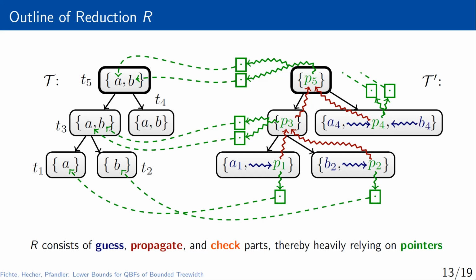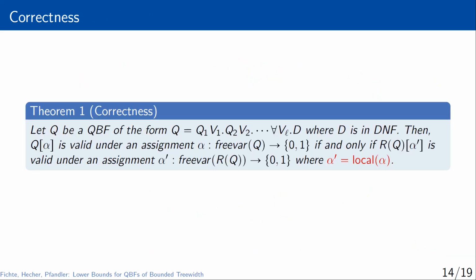Overall, we obtain this outline, which we have already seen, where values of the introduced variables are guessed in the guess part, and then these values are synchronized via pointers and with the help of the propagate part. The check part is responsible for checking satisfiability of DNF terms, but it is not visualized in this outline. For formal details and arguments on correctness, we refer to the paper.